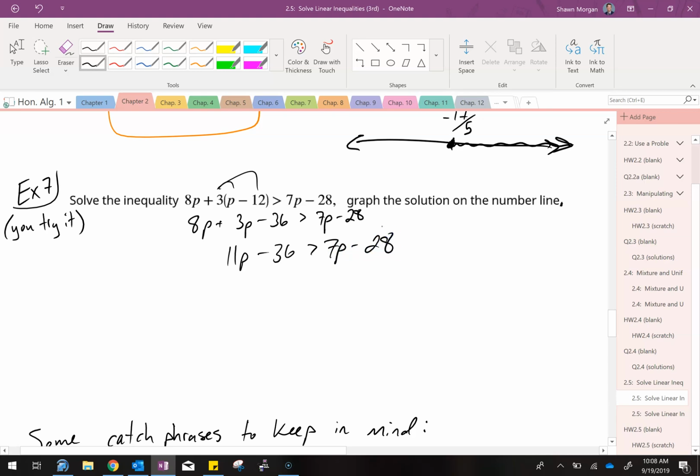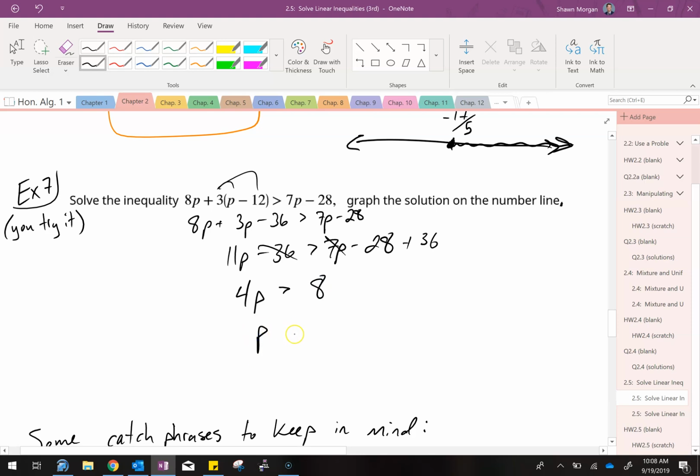And then what do I want to do, John, to both sides now? You got a couple of choices. I'll let you roll with it. Subtract 7p from both sides. So we subtract 7p from both sides. Good. That means I want to add 36 to both sides. And what's that going to be? 8? Divide by 4.